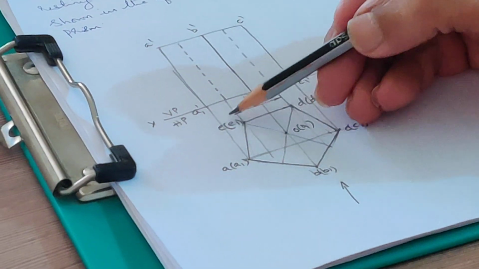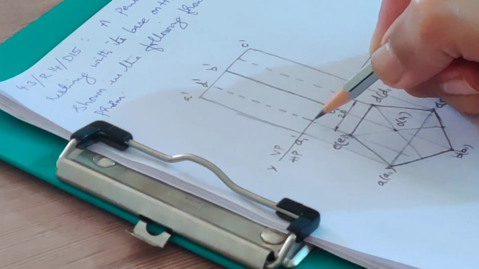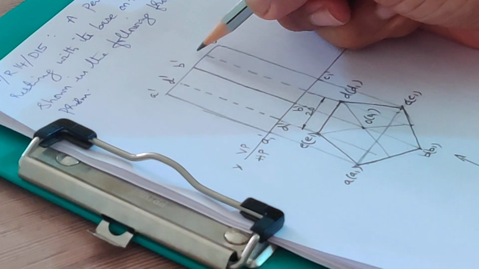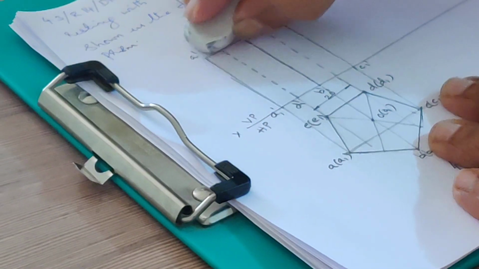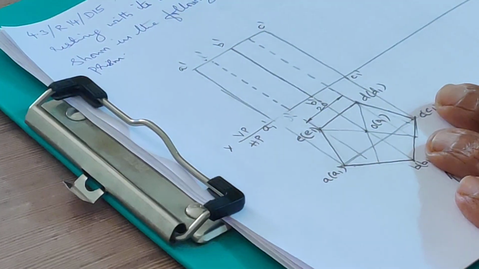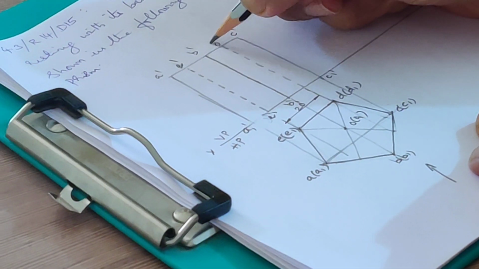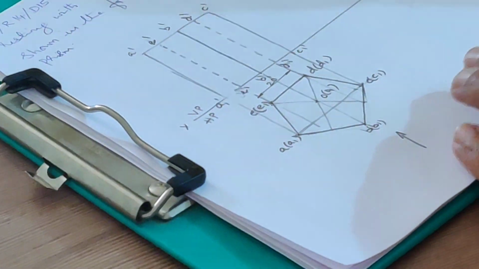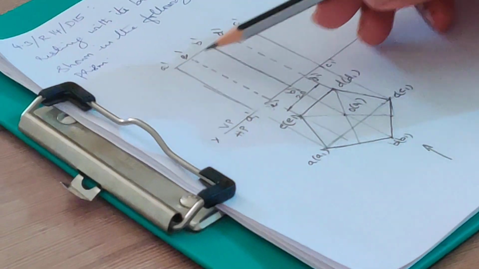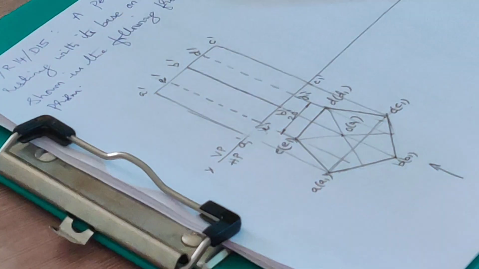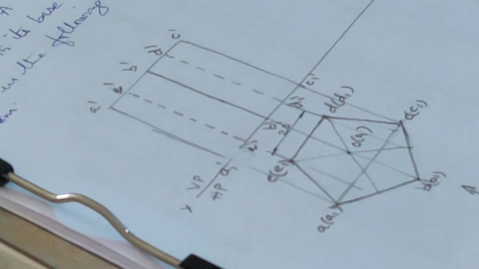Whereas DD1 and EE1, as they are away from the observer, they are invisible. We made them dotted. D dash, D1 dash, I'm sorry, this is E. This is E dash, E1 dash, this is D dash, D1 dash. That completes the front view. I have made it light because I have to consider the cutting plane and make the required lines dark.